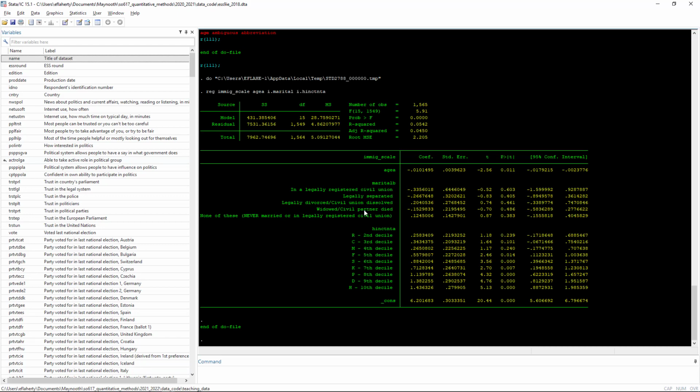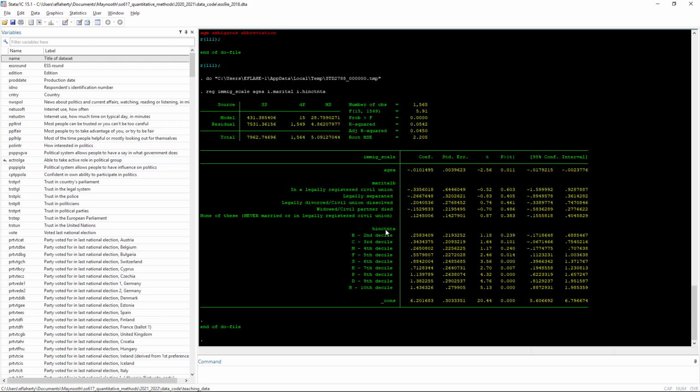So for each of these, we can see that for those who are divorced, their attitudes are on average 0.20 above or greater than those who are married. For this group here, widowed civil partners, their attitudes are 0.15 points below those who are married. So it's relative to those who are married.